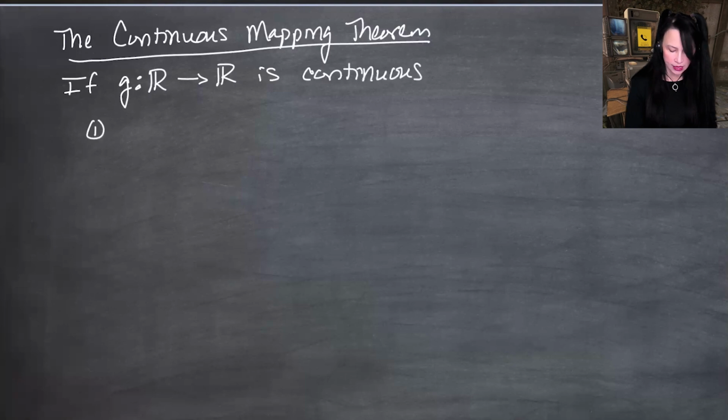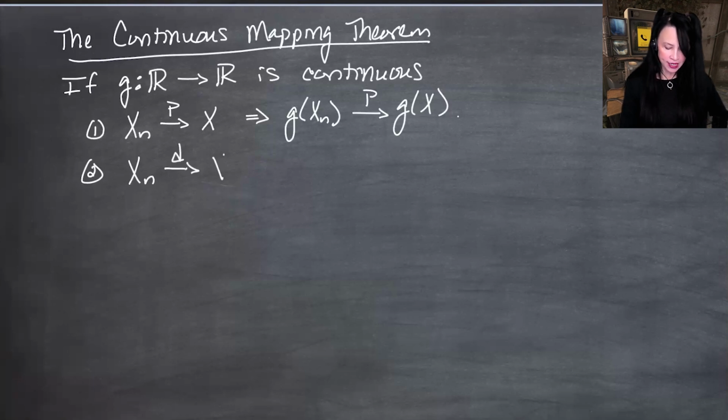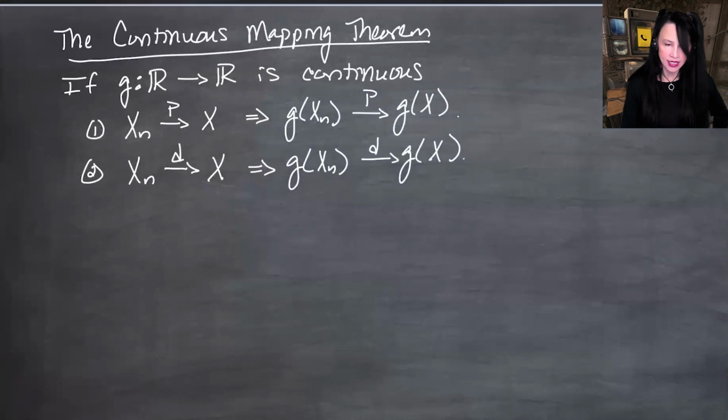Number one, if Xn converges in probability to X, this implies that g of Xn converges in probability to g of X. And we've already proven that at least when X was a constant. And the full proof is not actually that much worse. And now I'm adding a new statement, which is the same thing, but with d's over the arrow. So if Xn converges in distribution to X, then g of Xn is going to converge in distribution to g of X. And this is our new result.